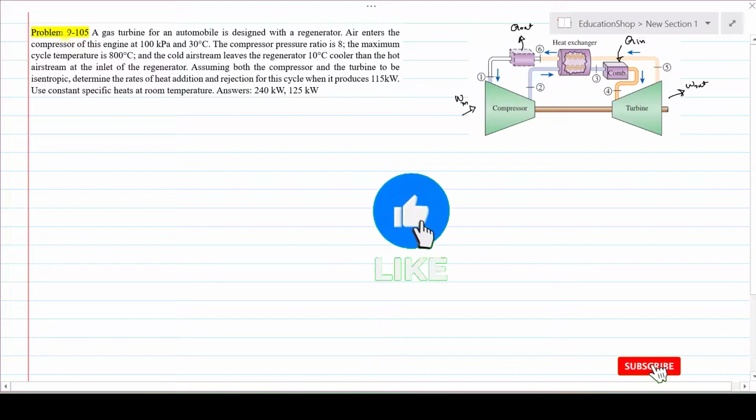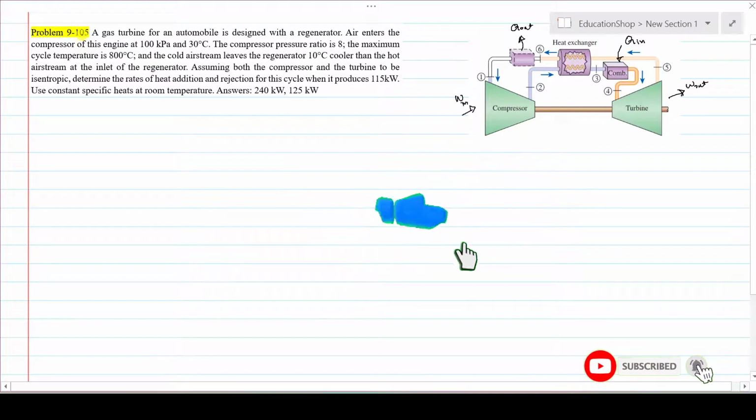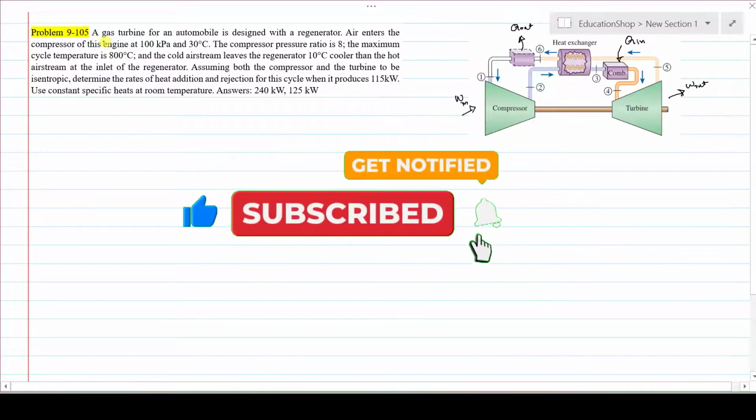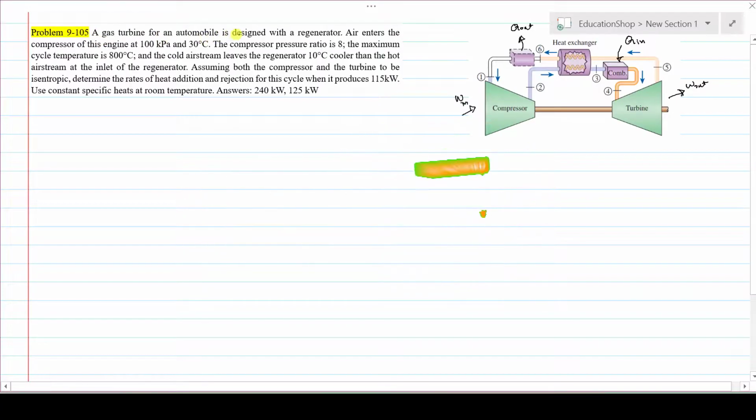Hi, in this video we solve problem 9.105 from the book Thermodynamics: An Engineering Approach, Cengel 9th edition. Here is the statement of the problem: a gas turbine for an automobile is designed with a regenerator. Air enters the compressor of this engine at 100 kilopascal and 30 centigrade. The compressor pressure ratio is 8.